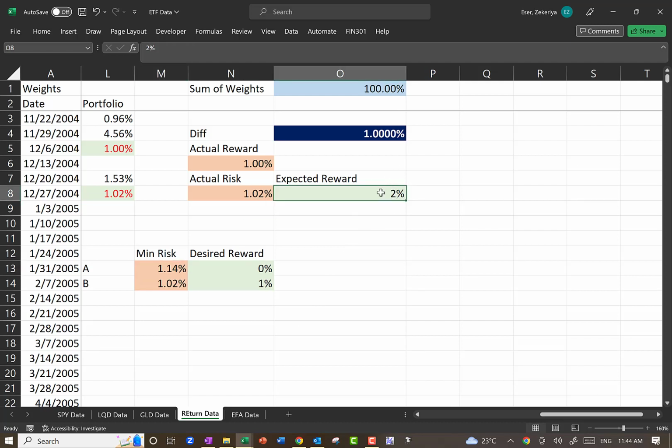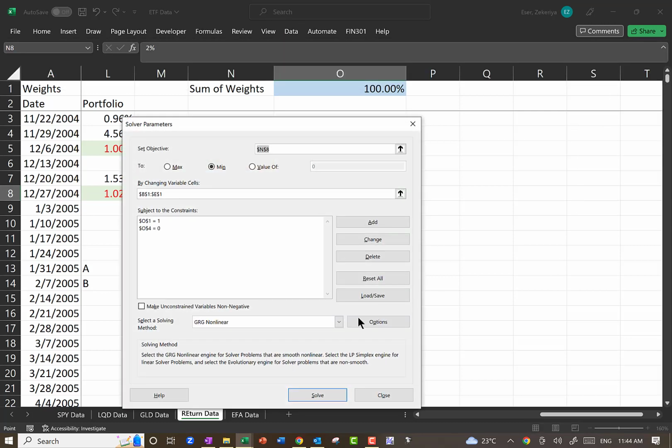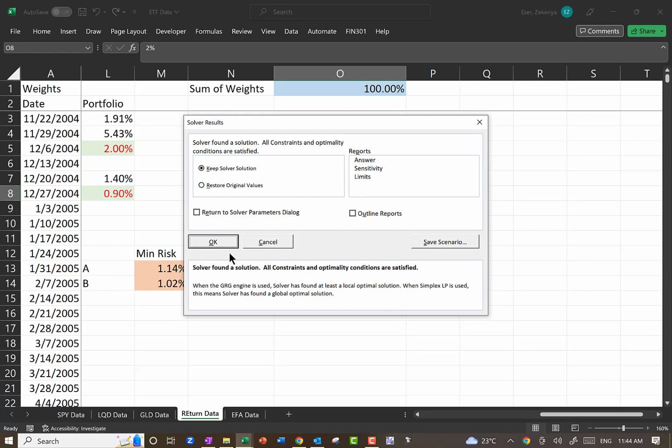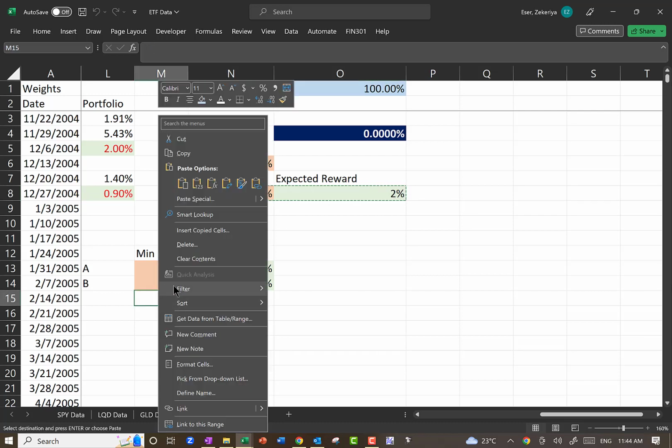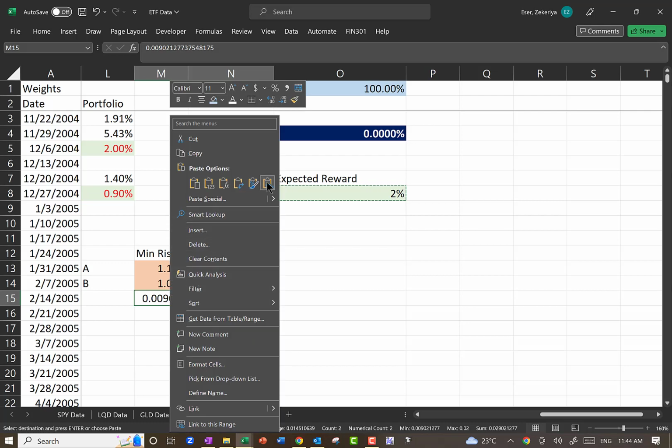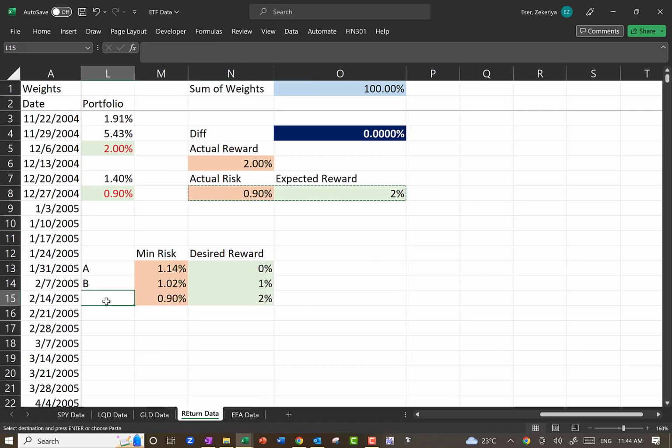And let's do the same thing for 2. Again, all I have to do is Data, Solver, Solve. And just copy those. So what do you think about B? Is that an efficient or inefficient portfolio? Portfolio B, you know A is inefficient. It's still inefficient because portfolio C has higher reward and lower risk.